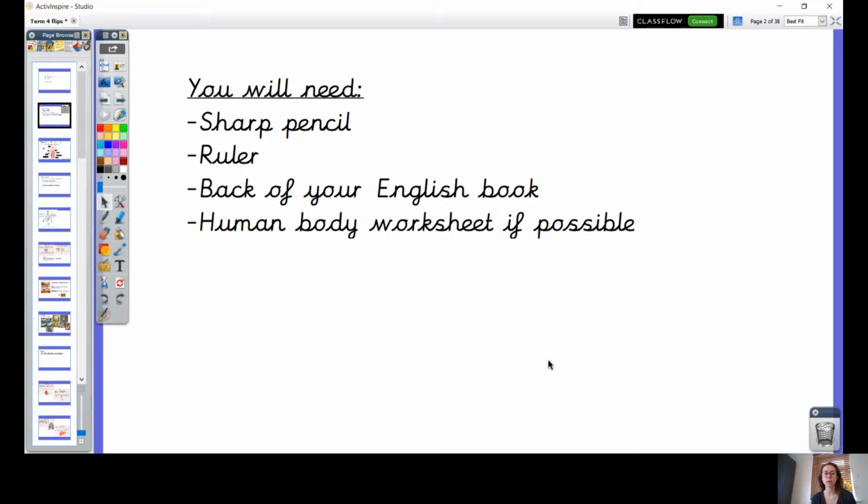So check you've got what you need first. You need a sharp pencil, your ruler, the back of your English book, if that's where you've been doing your science work over the last term, and if possible, the human body worksheet. If you weren't able to print that off, you can just draw it, so it's fine. Okay, so pause the video and check you've got those things.